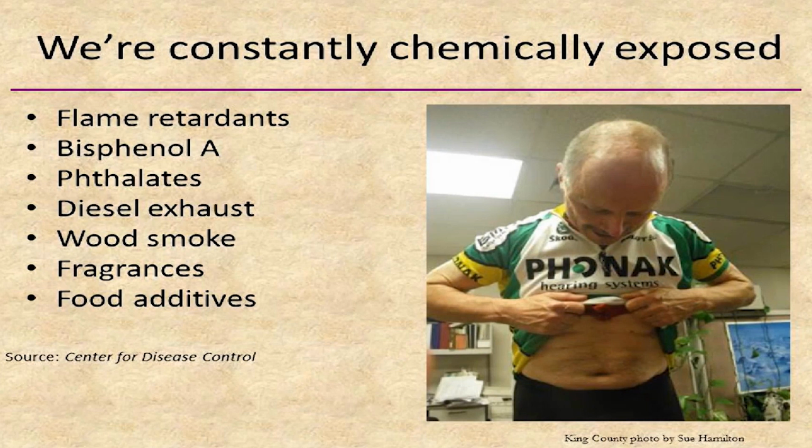Phthalates are ubiquitous in the modern environment. They're a plastic softener. Those beautiful, cute little rubber duckies that you like to give to your kids are made from PVC. PVC, if you look at the pipe, is really, really hard until you add phthalates to it, and that softens it. And those things release, and we end up inhaling them and getting them into us. Diesel exhaust, I live in Seattle, urban environment, diesel trucks going all over. Wood smoke, fragrances, food additives, all of these things are found in people's bloodstreams, which is kind of terrifying.